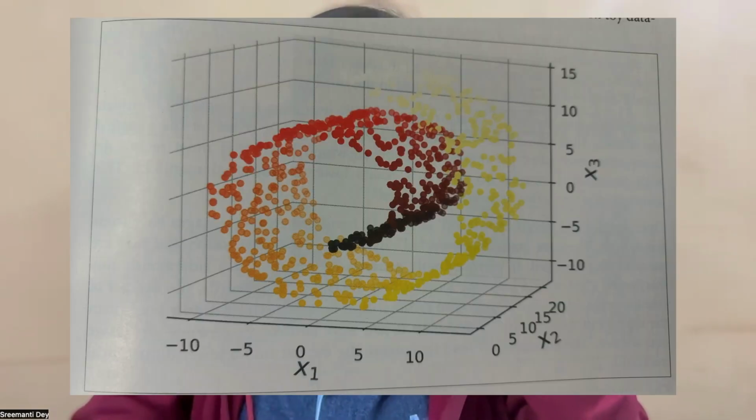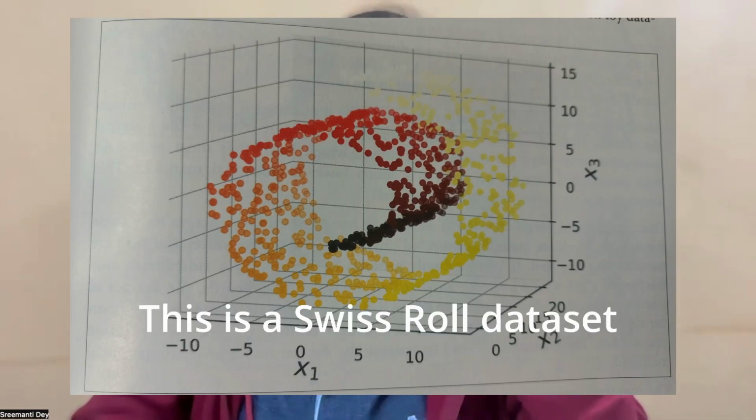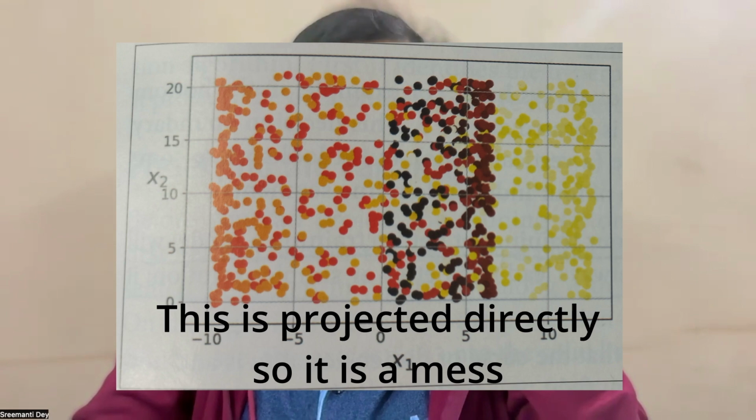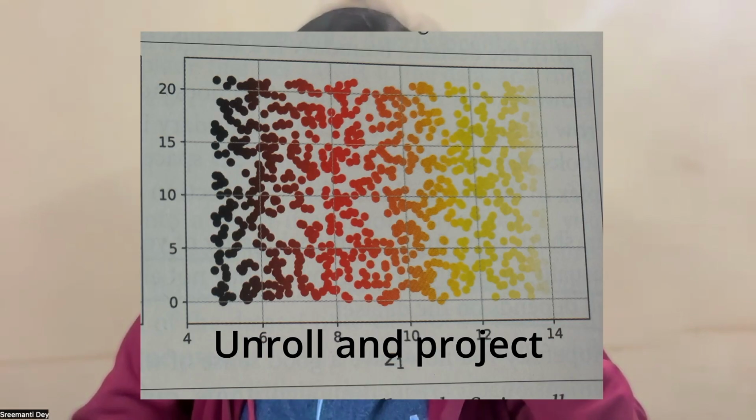One more very cool example is the Swiss roll. As you can see right here, this is an example of a Swiss roll dataset. If we project it directly, then you will see that the dataset is not capturing the entire variance. But if you unroll it, like this, and then project it down here like this, then you actually have a very good dataset, and it's all in a plane. You have converted from 3D to 2D successfully. So this is very important as well.